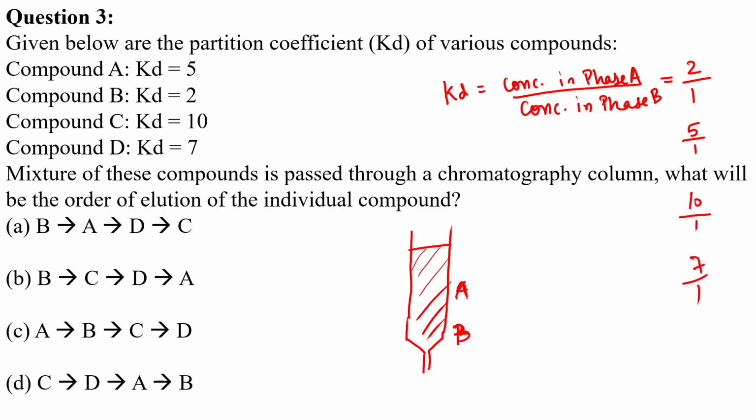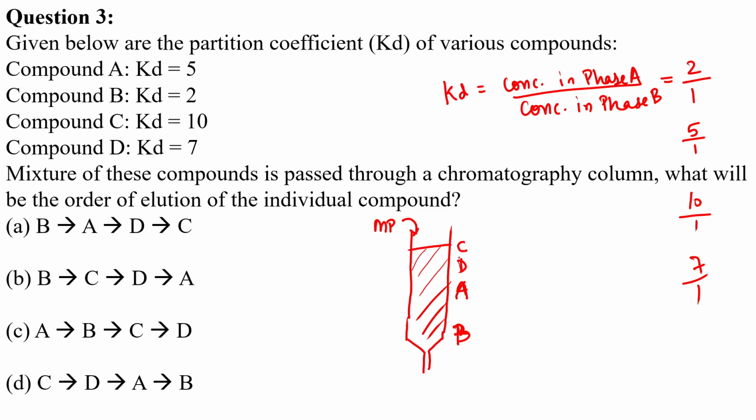So, that means A is interacting more with the stationary phase than B, right? For A, 5 parts are in the stationary phase, whereas B has only 2 parts. C has 10 parts, so C is interacting way more than compounds A and B. Then you have D, which has 7 parts. That means D is interacting between C and A with the stationary phase. Now, I add the mobile phase. So, what do you think will elute first?